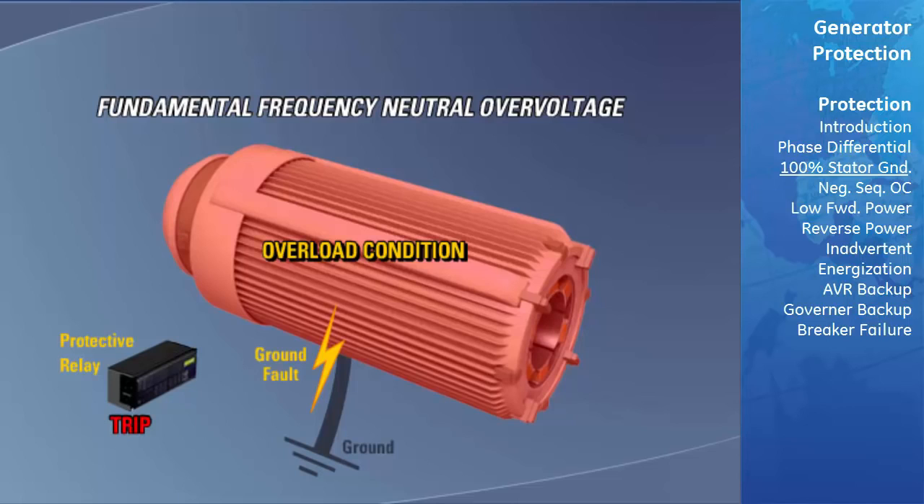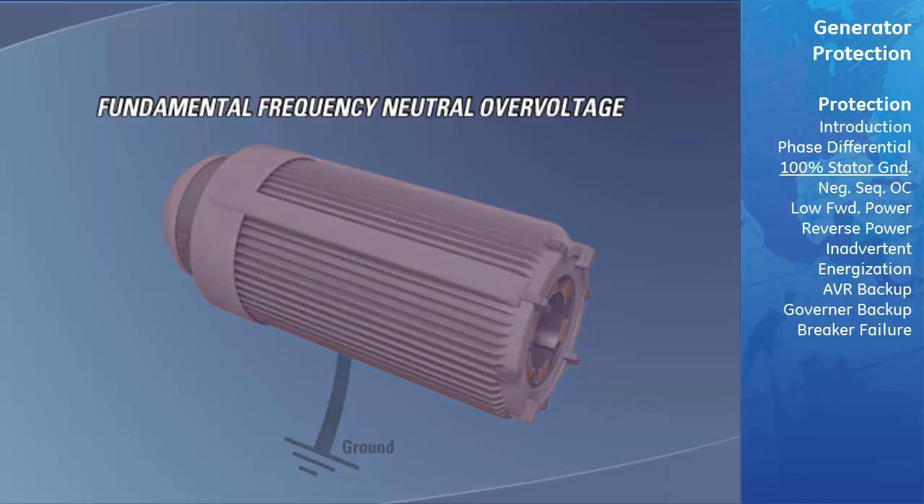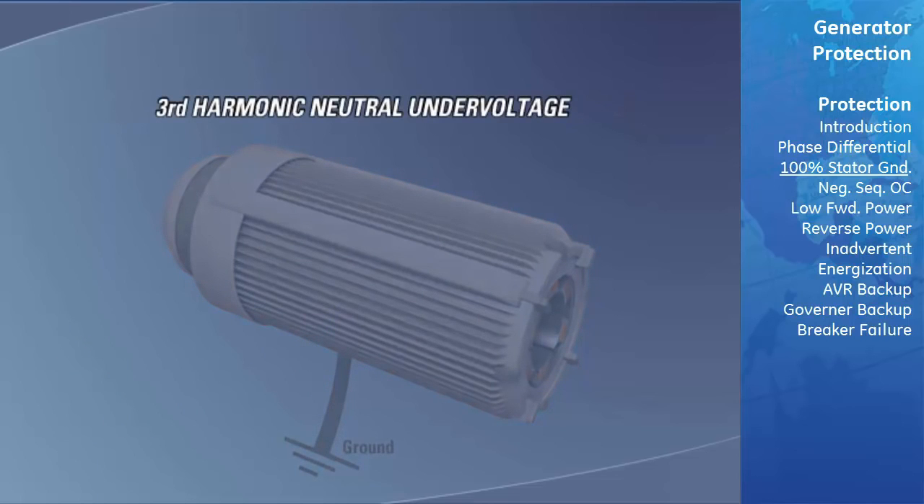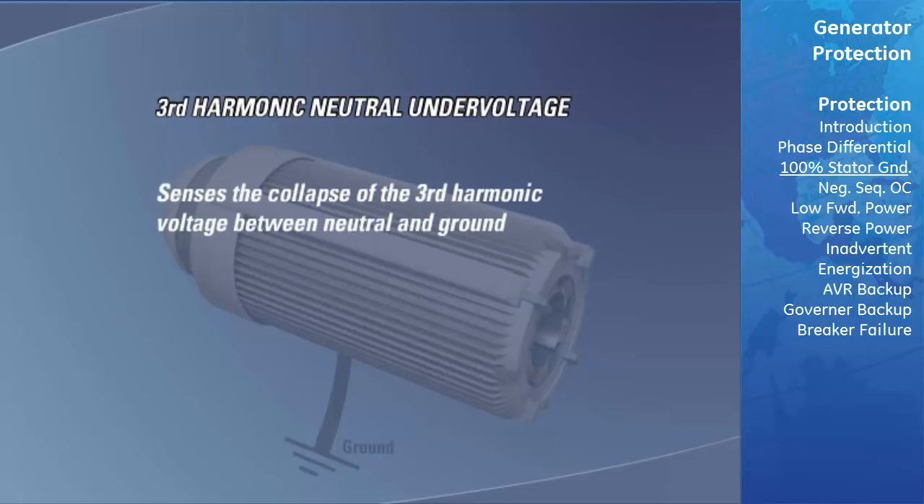To detect faults in the last 5% of the generator winding, the third harmonic neutral undervoltage element is used. The neutral undervoltage element senses the collapse of the third harmonic voltage between neutral and ground when a fault close to the generator's neutral occurs. The third harmonic undervoltage element also has, in most cases, 2 stages of operation, one for alarm and another for trip.